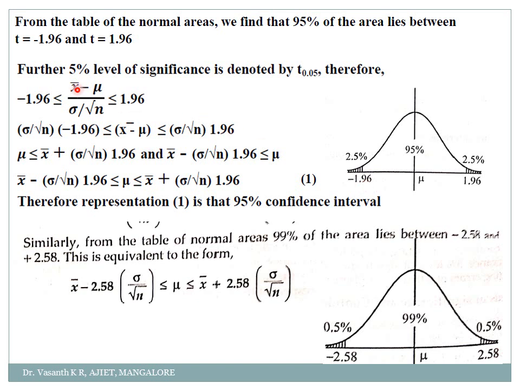How do we write it? Minus 1.96 less than or equal to x bar minus mu divided by sigma divided by root n, less than or equal to plus 1.96.